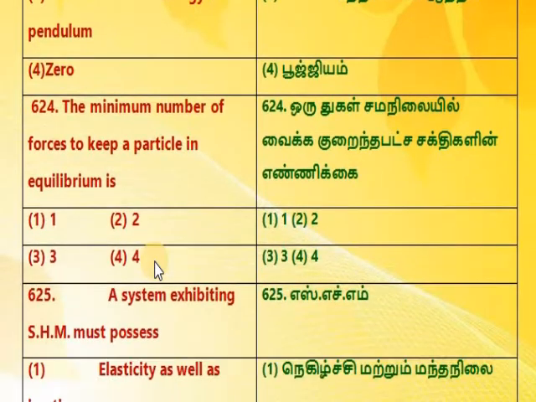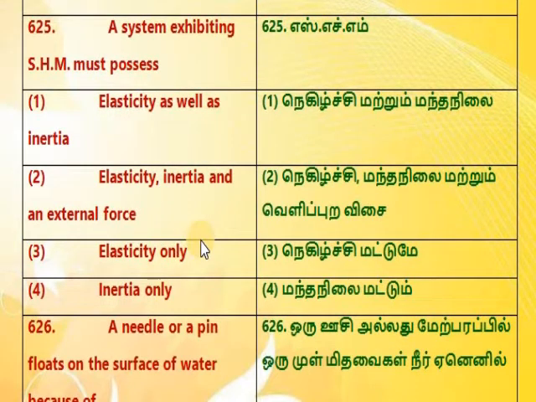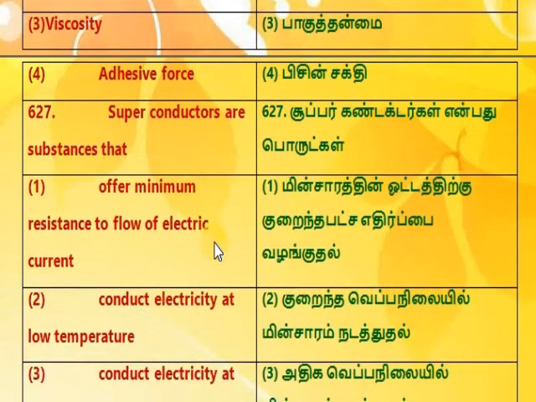Zero. 624. The minimum number of forces to keep a particle in equilibrium is: 1. 1, 2. 2, 3. 3, 4. 4. 625. A system exhibiting SHM must possess: 1. Elasticity as well as inertia, 2. Elasticity, inertia, and an external force, 3. Elasticity only, 4. Inertia only. 626. A needle or a pin floats on the surface of water because of: 1. Surface tension, 2. Surface energy, 3. Viscosity, 4. Adhesive force.